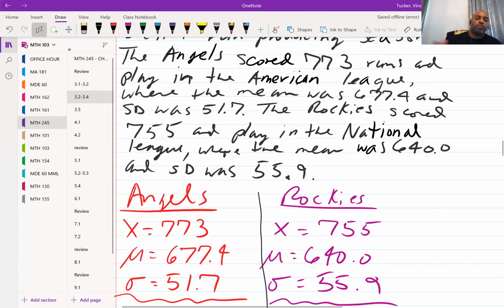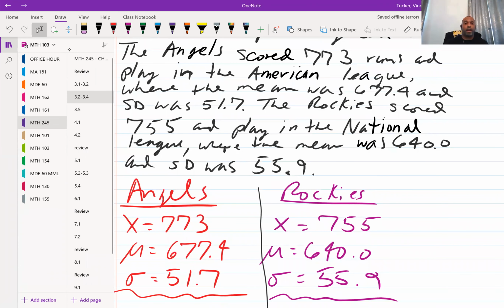So in the red, I wrote down the information for the Angels. Our data value, our run producing season for the Angels, 773, with a mean of 677.4 and 51.7 as the standard deviation in the National League. I mean, the American League. Now in the National League, 640 and 55.9. And then the Rockies had 755. All right, any problems? Right now, all we've done was write down the given information and assign symbols to it.